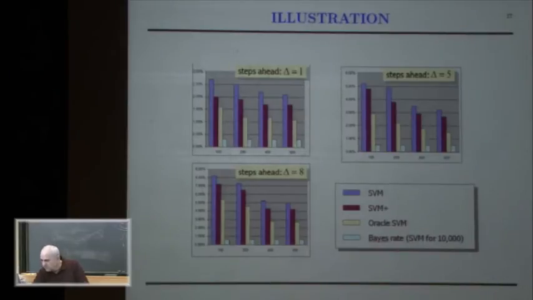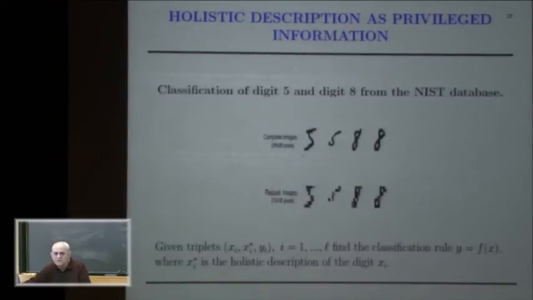one step ahead, 5 steps ahead, 8 steps ahead for different training size. Everything is consistent. Y-axis is the probability of error. You have probability of error, 2% or 1%, something like that, you can see what you have. And that is the most important example, and we will discuss a lot of this example.